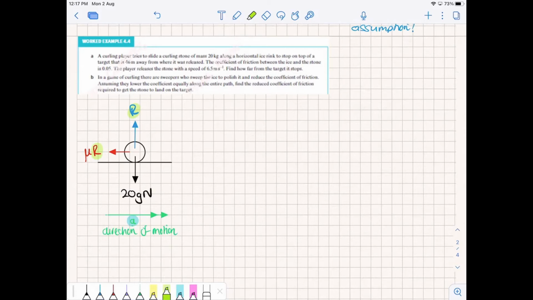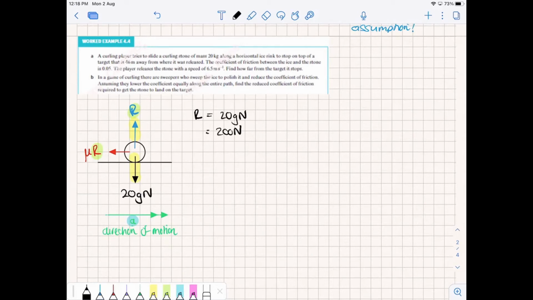So step number one is to resolve vertically. We need to resolve vertically to find our normal contact force. The only two forces acting in the vertical direction are the normal contact force, and the force acting in the opposite direction, which is the weight. If they're acting in the opposite direction, they must be equal to each other. So we can say that R is equal to 20 G newtons. And you can also change that to 200 if you want. Now we have the normal contact force.